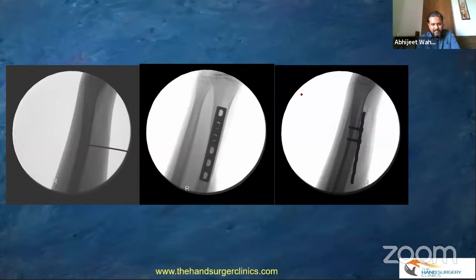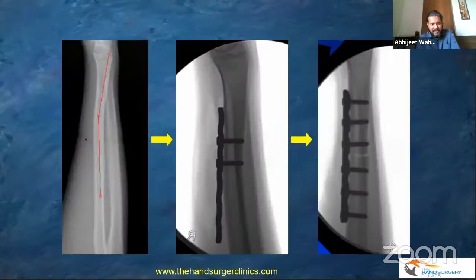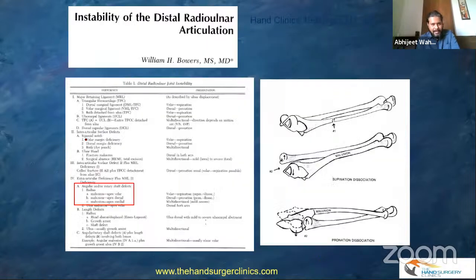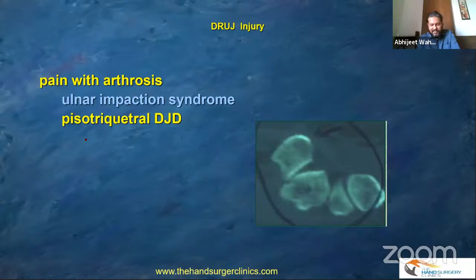And these are patients where you need to correct the deformity rather than go after the DRUJ. So this is the apex of the deformity. You would do a corrective osteotomy and correct the deformity, and thereby resolve the conflict or ulnar-sided wrist pain. And this was first identified and talked about by Bill Bowers, and then there were several publications about this aspect in subsequent years.